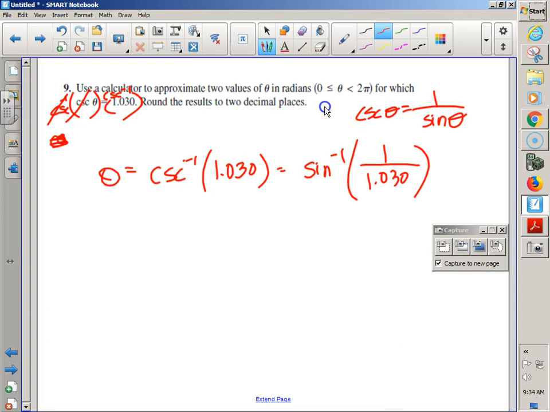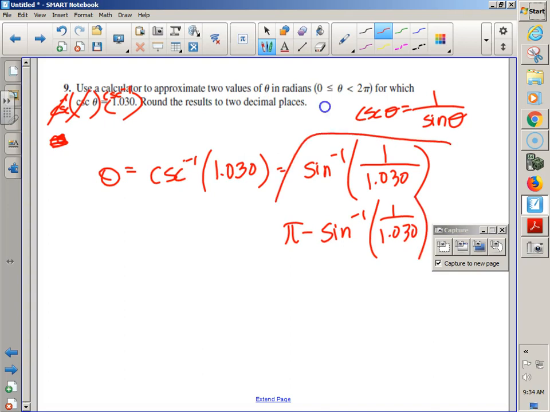Quadrant 2. How do I get there once I find the angle? Pi minus. So my final answer is going to be this guy and pi minus. Man, this one used all kinds of unit circle knowledge. Those are your 2 answers in radian mode. Might you have to change your mode on the final?